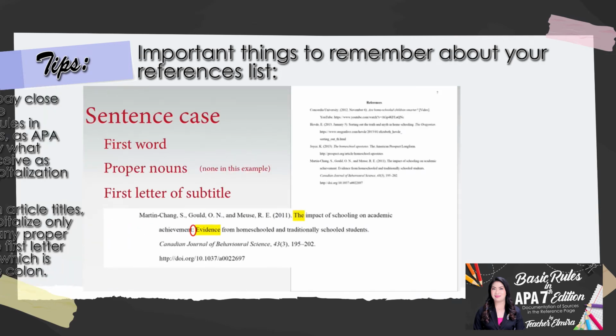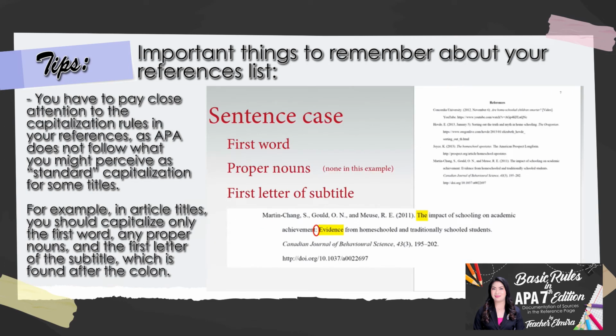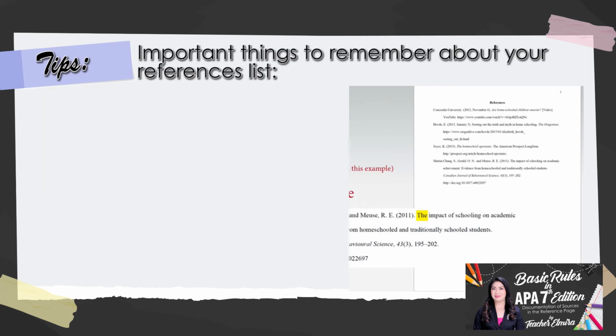You have to pay close attention to the capitalization rules in your references, as APA does not follow what you might perceive as standard capitalization for some titles. For example, in article titles, you should capitalize only the first word, any proper nouns, and the first letter of the subtitle, which is found after the colon. APA refers to this capitalization style as sentence case capitalization.